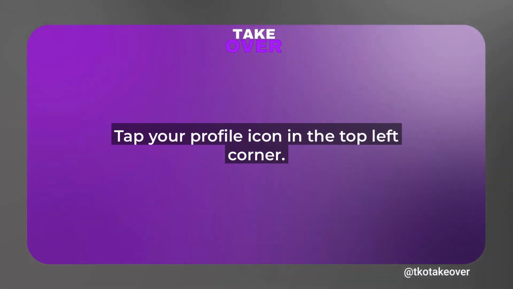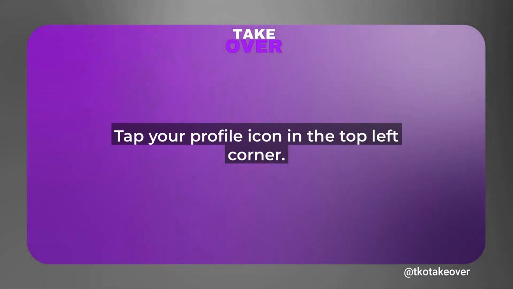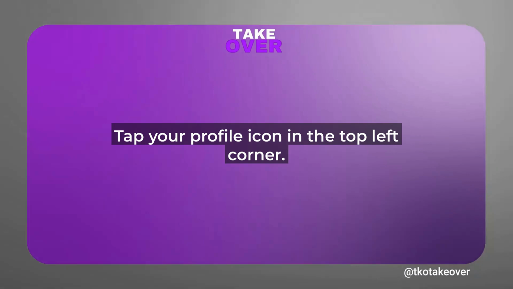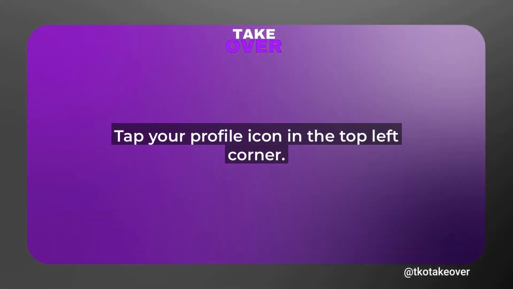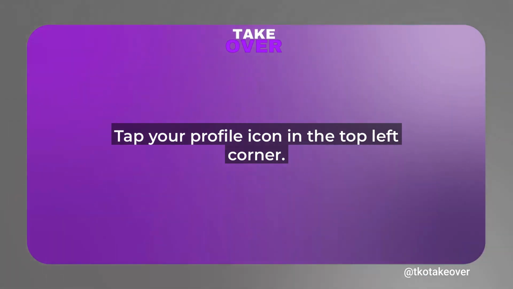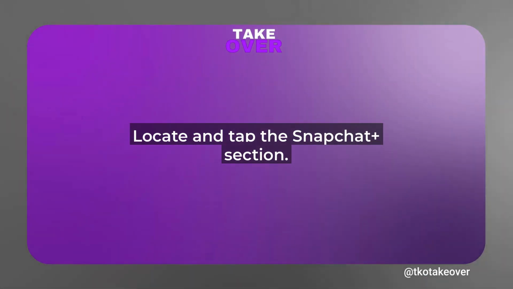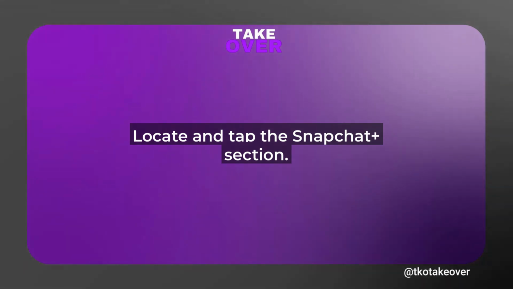Unlock your iPhone and open the Snapchat app. You'll see the familiar camera interface. Tap on your profile icon in the top left corner to go to your account page. Once you're there, look for the Snapchat Plus banner or section, which should be prominently displayed near the top. If you don't see it, try scrolling down or checking under Settings.